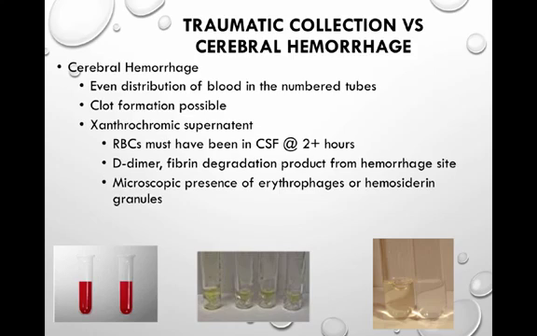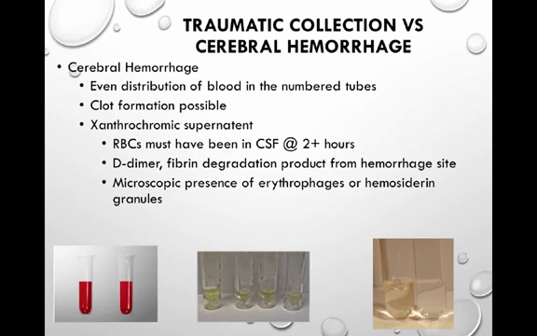When blood is found in CSF, it is helpful to determine whether the blood's presence is due to trauma during the collection, also called a traumatic tap, or if it's due to cerebral hemorrhage. The characteristics of cerebral hemorrhage include even distribution of blood in all of the numbered tubes. The picture on the left represents two consecutive CSF tubes that were collected, and you can see here that both appear to have a similar amount of blood in them, as would be seen in a cerebral bleed.